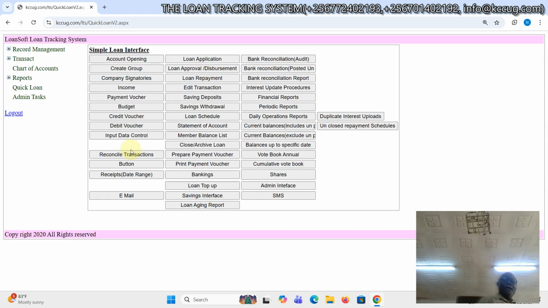Then now let us move on to our dividends and the interest on savings. Remember, at the end of the year, we are supposed to calculate dividends and give them out to the members.